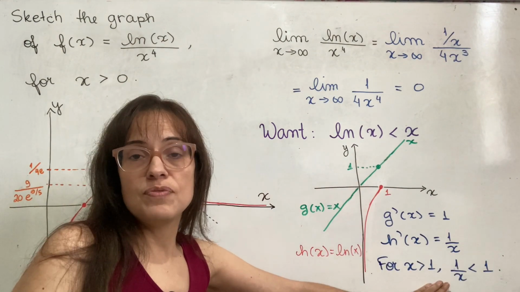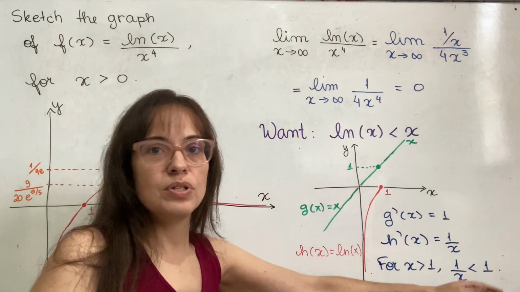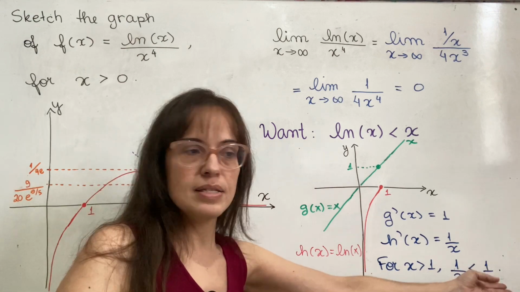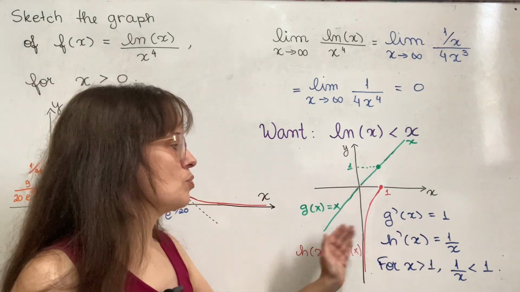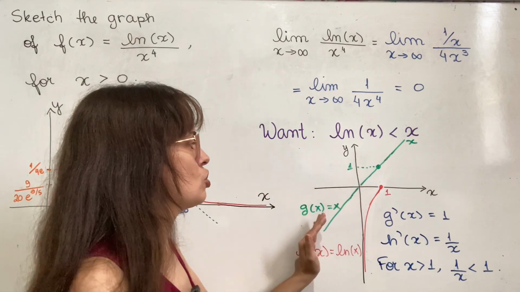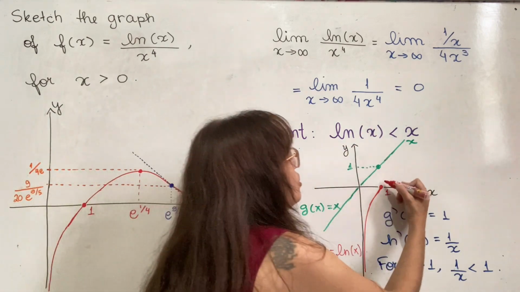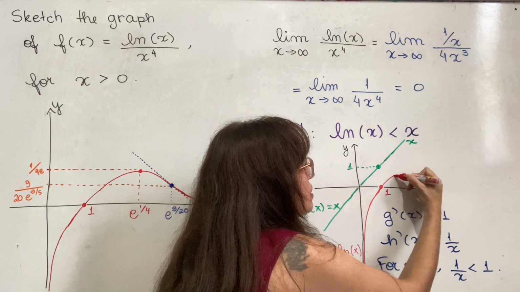Now, what I want to see is what happens for x bigger than 1. And the conclusion is very natural. For x bigger than 1, 1 over x is less than 1. So this derivative is smaller than this one. The red function is growing slower than the green function, so it cannot catch up.